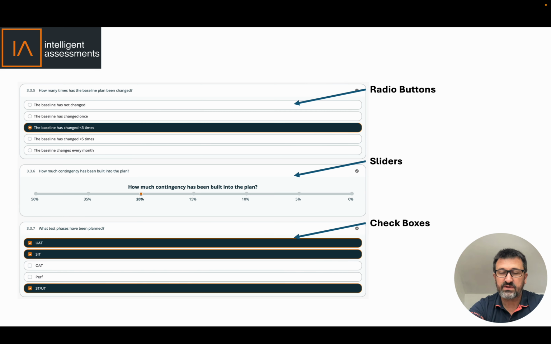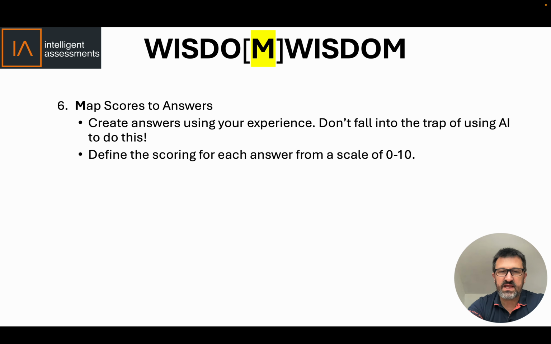And then finally, the third type of question is one that has checkboxes. So you could ask a question that asks you to select all the things that are relevant to you. So in this one, it's around testing, and we're asking what test phases have been planned. And you can see there that out of 5 possible answers, we've selected 3 that are relevant to that situation.